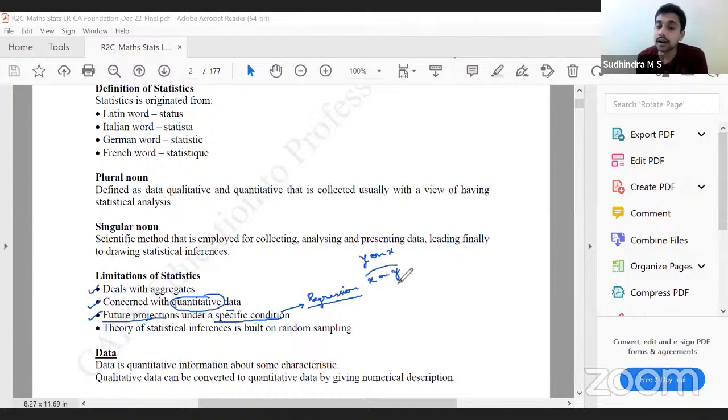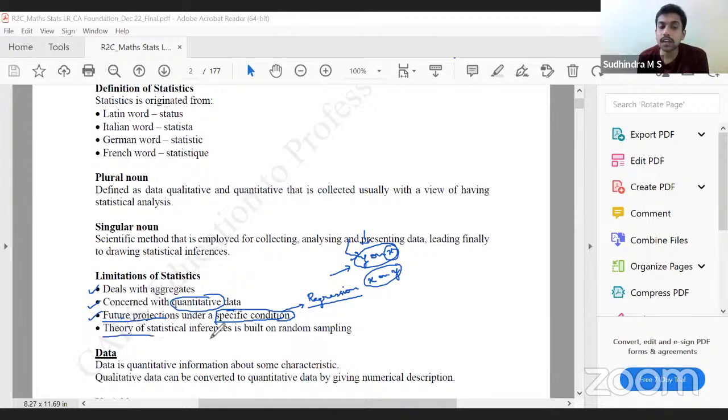What are these? These are the relationship between y and x, and y and x, depending on which is the independent variable and which is the dependent variable. Now, based on this, if I'm taking y on x, given a value of x, can I project or estimate the value of y? Yes, we can do that. But that estimation will hold good only if this relationship is satisfied. Only under that specific condition are the future projections valid. That is the third limitation.